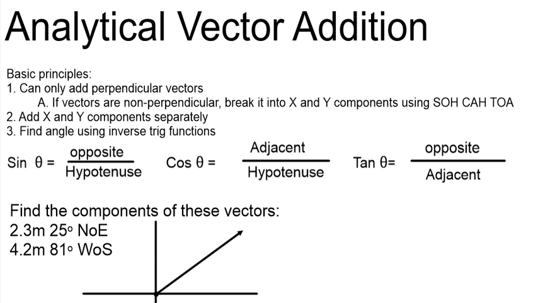The first is when we're doing our math and actually adding the different vectors together, we can really only add our vectors that are perpendicular to each other. And so if they are not perpendicular, we need to break it up into its perpendicular components. Typically we call this x and y. And the way we do that is using SOHCAHTOA.